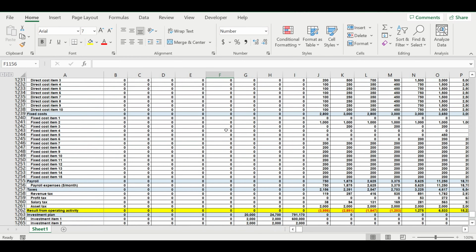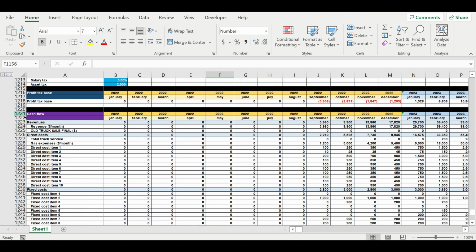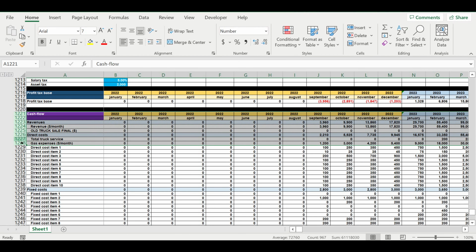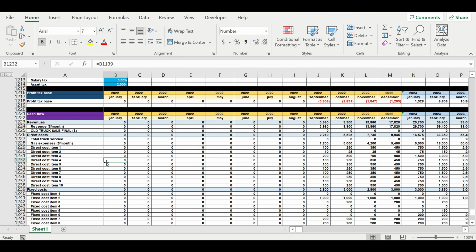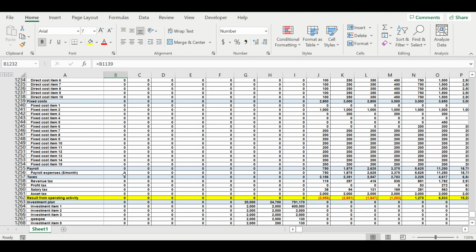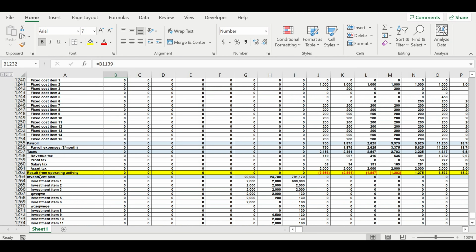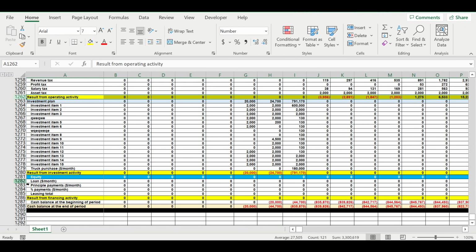Well, first of all, you need to build a cash flow statement, because without a cash flow statement you won't be able to calculate the amount of financing that you need. And you have to divide your cash flow statement into operating, investment, and financing activity to calculate the total financing needed.